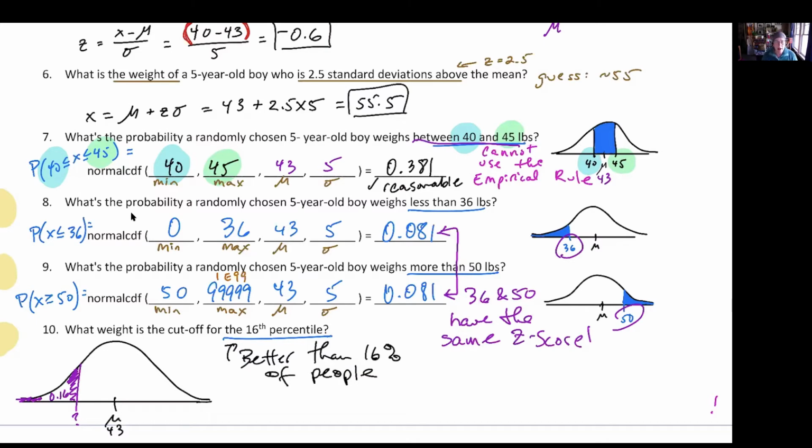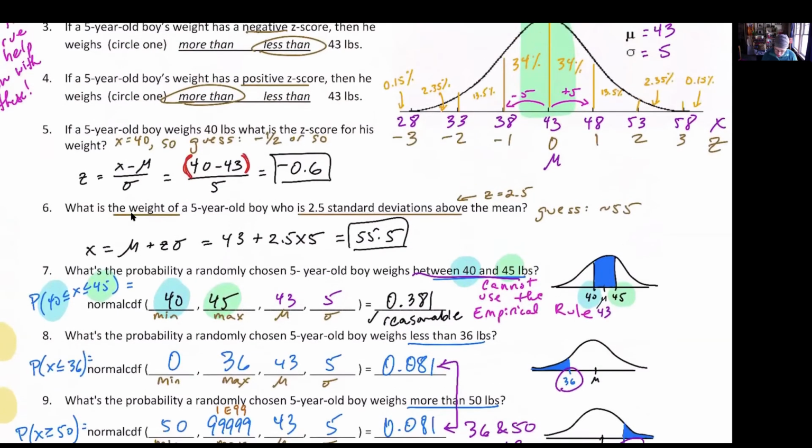We know the area is 0.16, and we want to find what X value goes with that. That's where we go up here. What we're looking for is what values of X, starting from the left and coming in.